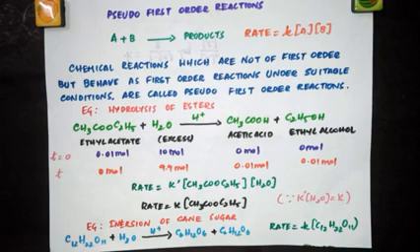However, if one of the reactants is present in large excess, for example, one of the reactants may be a solvent, then its concentration will remain almost constant throughout the reaction. In such cases, the rate of the reaction will depend only on the concentration of the reactant present in smaller amount. So now the reaction becomes a first order reaction.